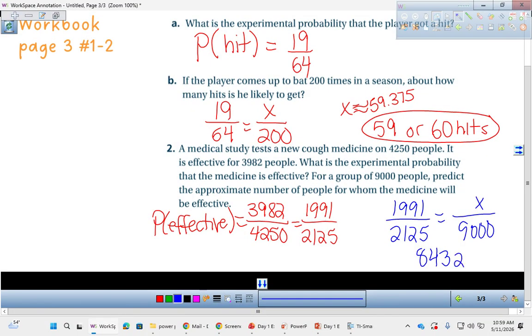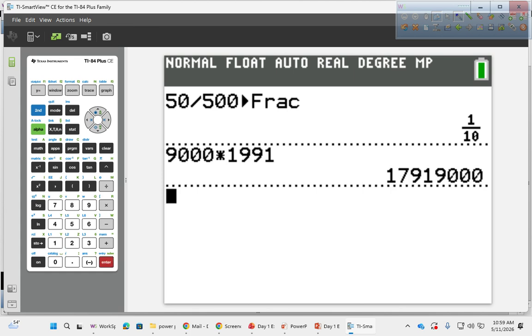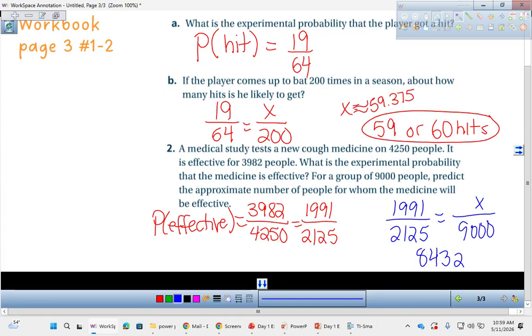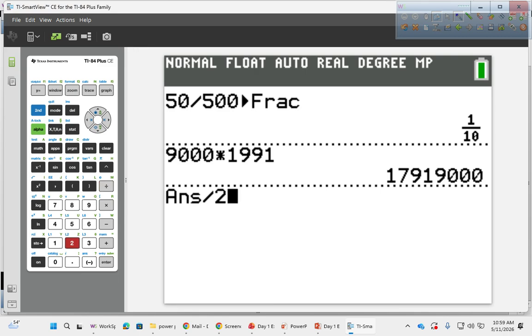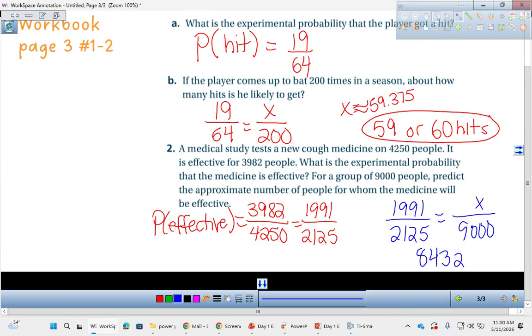All right, so I'm doing 9,000 times 1991. That's that big number. And then I'm going to divide that by 2125. You get this decimal. So you can say 8,432, or if you want to round that up, 8,433. Either way, that's the number of people. I should label that. I just don't have room.